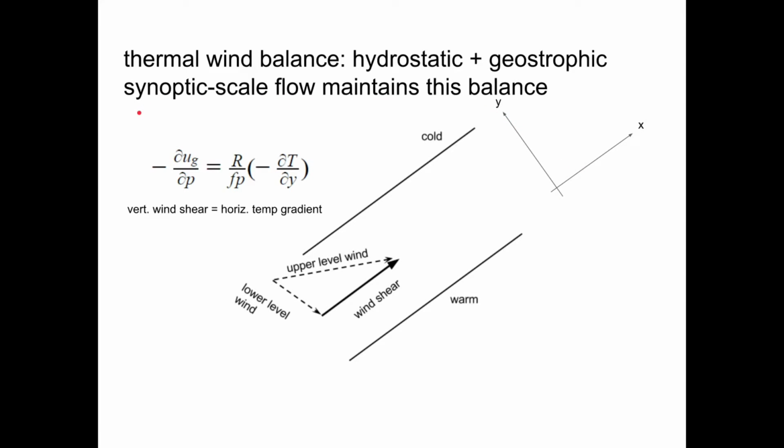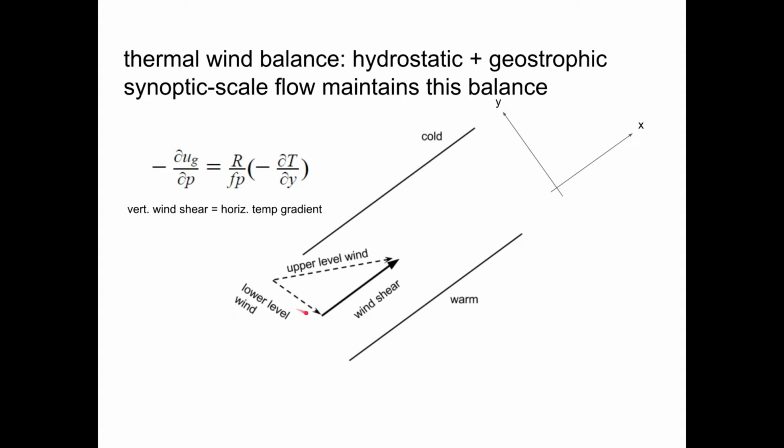And this sort of transitions into what's called the omega equation, the quasi-geostrophic omega equation. And the foundation for this is the thermal wind balance, which pretty much falls out if you assume the atmosphere is hydrostatic and geostrophic. So if we take the vertical derivative of the geostrophic wind, we see that vertical wind shear is directly related to the horizontal temperature gradient. And that's what we call the thermal wind, this vertical wind shear.